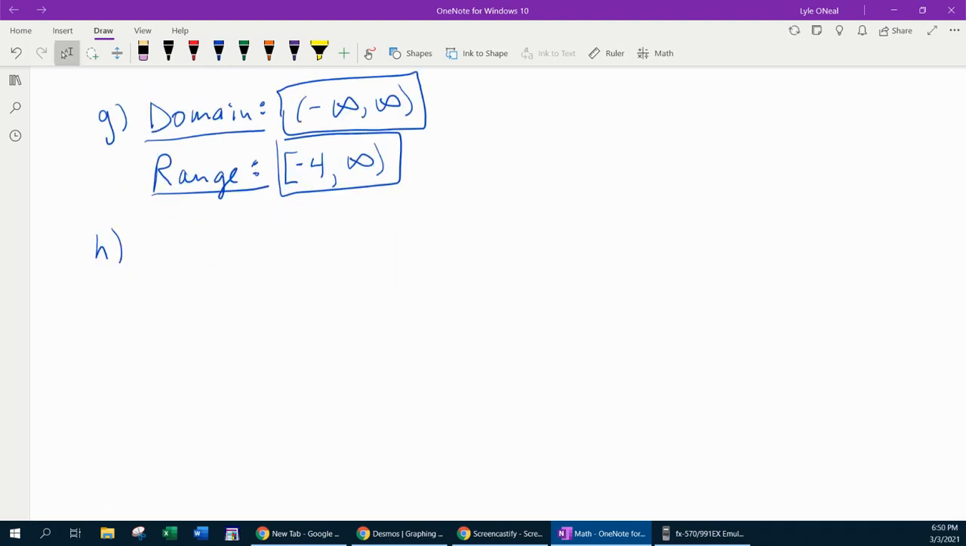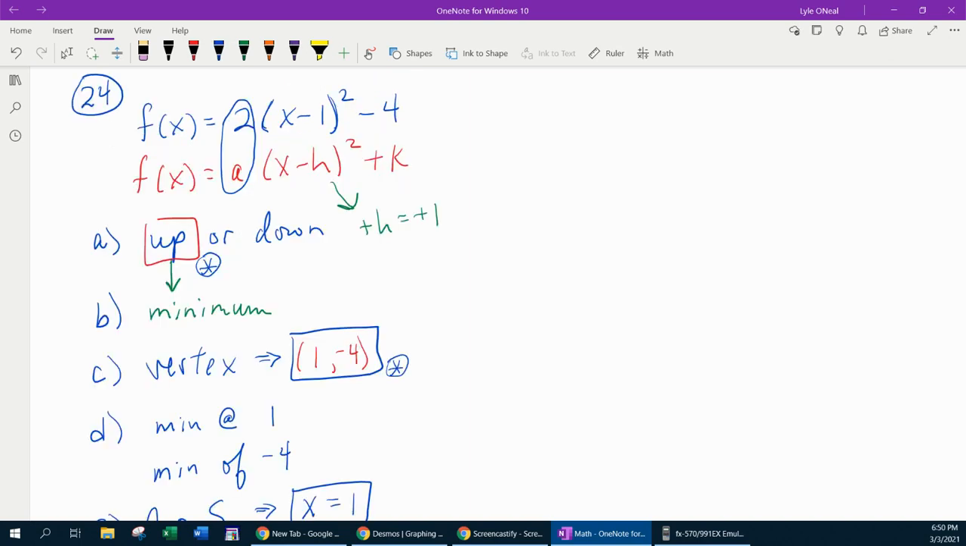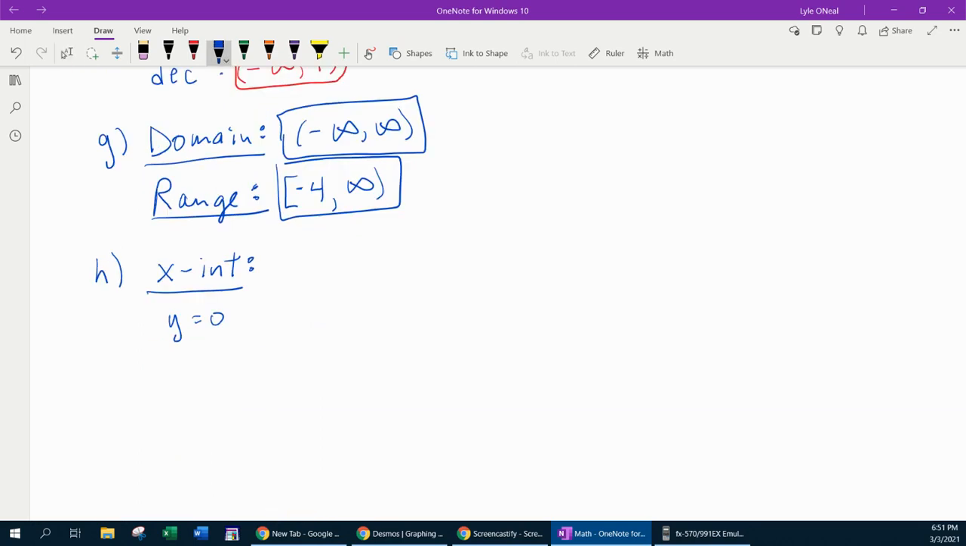Part H, let's find the x-intercepts. X-intercepts are going to be fun. Remember, to find the x-intercepts, you need to let y be 0. So going back to our original function, remember f of x means y, so we're going to replace f of x with 0. So that's going to give us 0 equals 2 times (x minus 1) squared minus 4. And then we simply need to solve that for x. So to do that, we're going to start by bringing the minus 4 over, which will make that a plus 4.